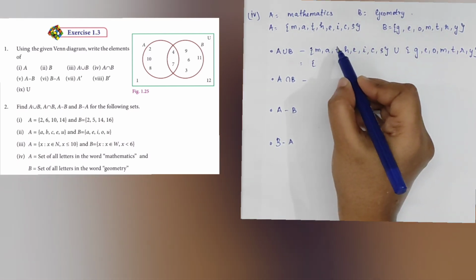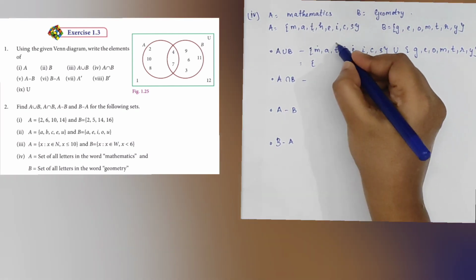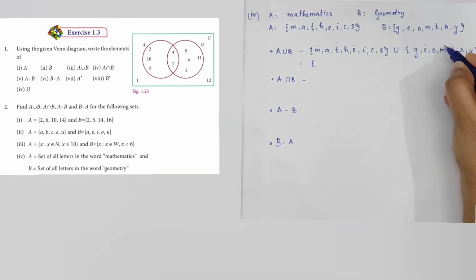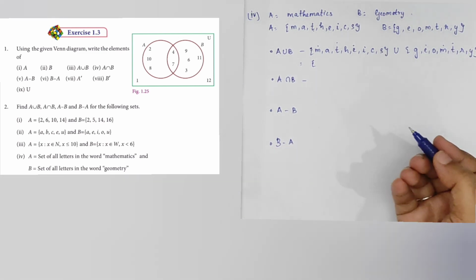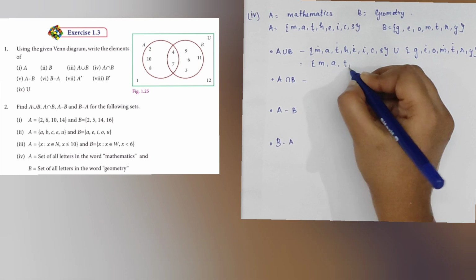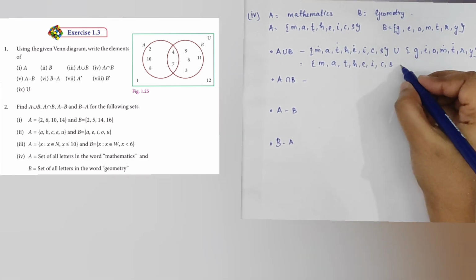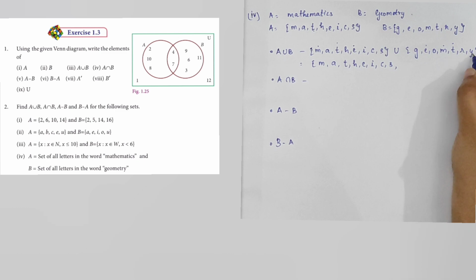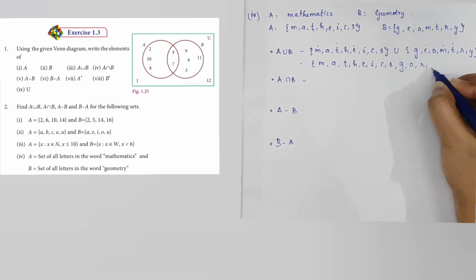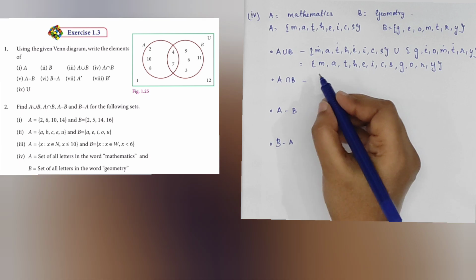Okay. List out the common elements first. The common elements are E, M, T. So mark the common elements. You can just keep a dot, or else you can circle it using your pencil. List out the elements for A union B. That is M, A, T, H, E, I, C, S. From here, G, O, R, Y.